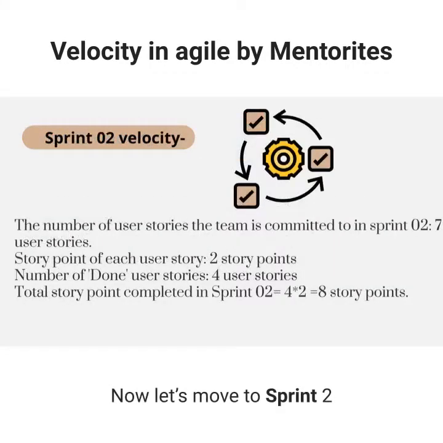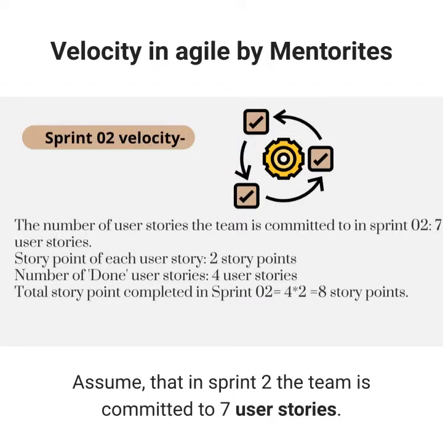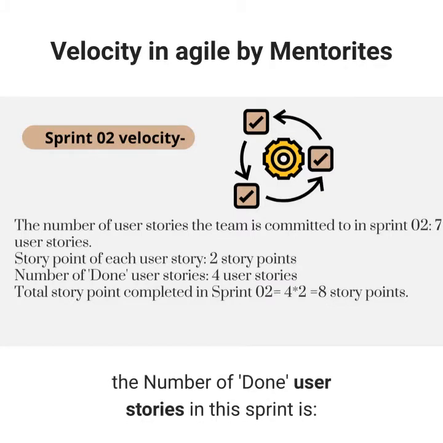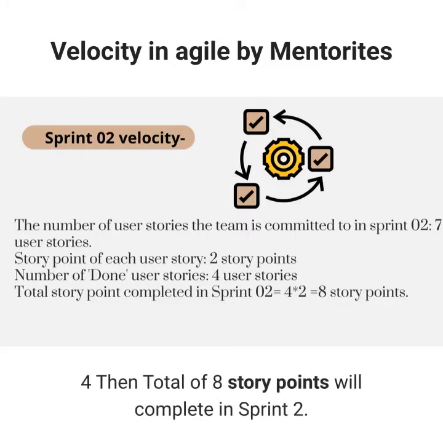Now let's move to sprint 2. Assume that in sprint 2 the team is committed to 7 user stories. And the story point of each user story is 2. Also, the number of done user stories in this sprint is 4. Then a total of 8 story points will be completed in sprint 2.